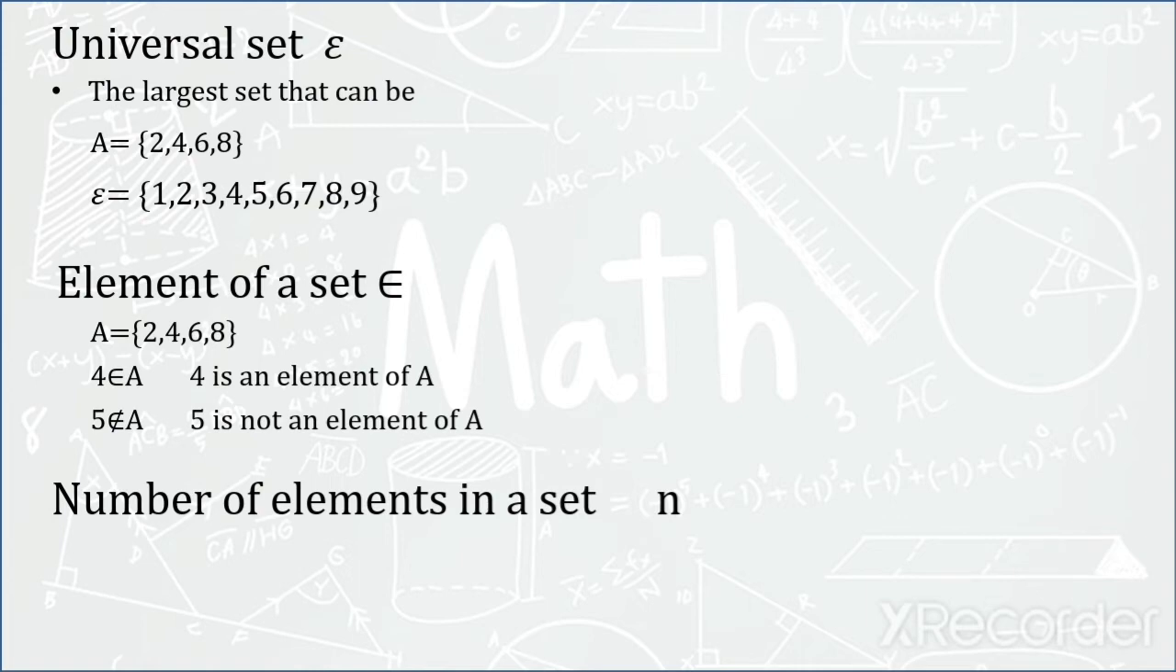Then the number of elements in a set. You can take the symbol as n. Again, I have taken the same example. Here there are 4 elements, so we can write this as n(A) equals 4. Do not write any bracket for number 4, just write number 4.